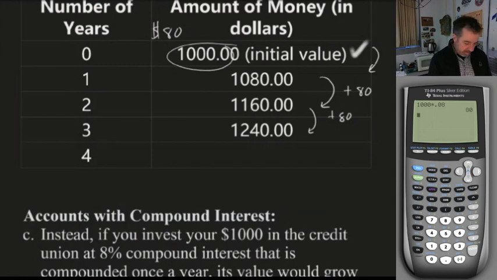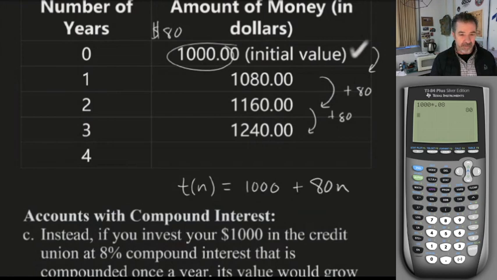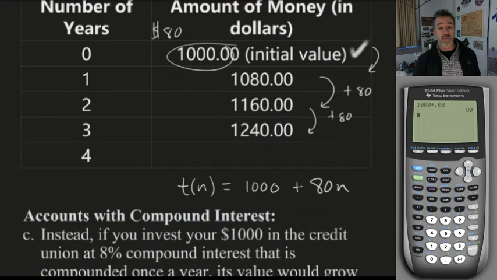arithmetic sequence, I could say T of n is equal to, I have an initial deposit of $1,000, but every single year, right, n is years, every single year I'm going to add 80 more dollars, so it's just plus 80n. And I could flip that, I could write T of n equals 80n plus 1,000. So, but you can see here my 0th term where I start is $1,000, and then every month moving forward, I'm adding 80 bucks. So this is simple interest.